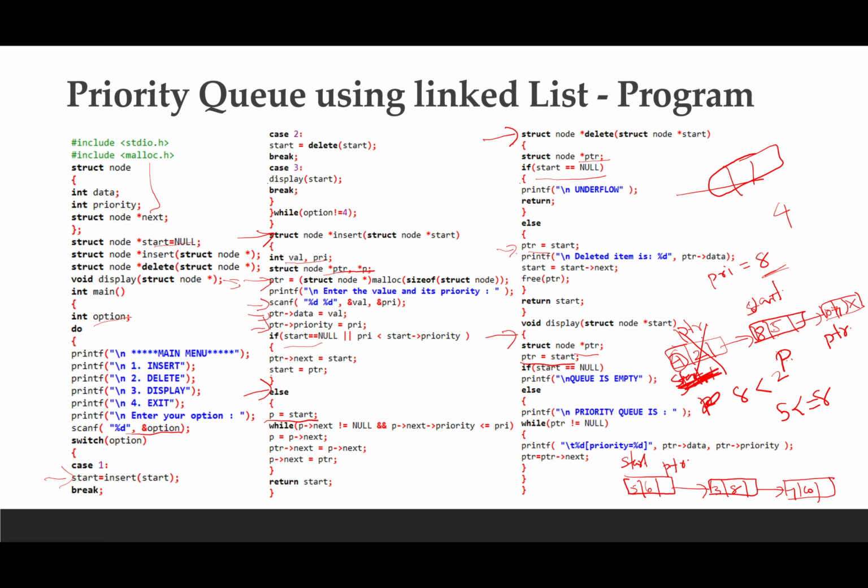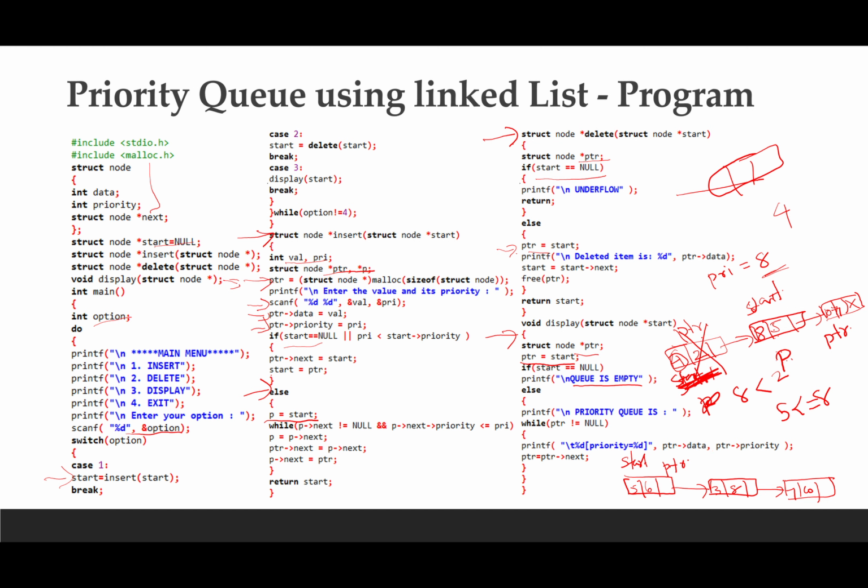Start is equal to null. Here start is not null, so the meaning is the queue is not empty. If it is null, it will print the message empty. Then it will print the priority queue. Then we are checking the condition ptr is not equal to null. Yes, ptr is not equal to null, so it will print the data and the priority.